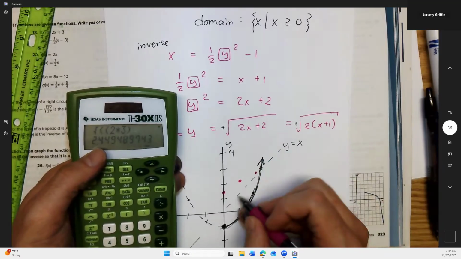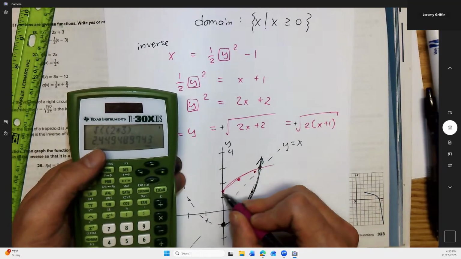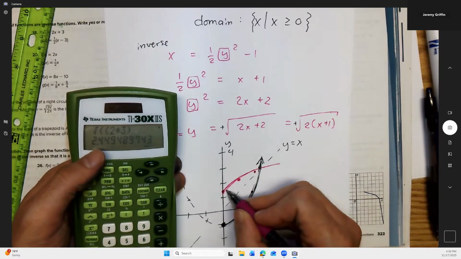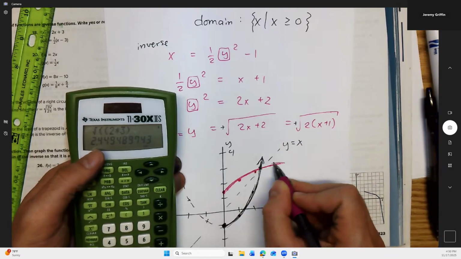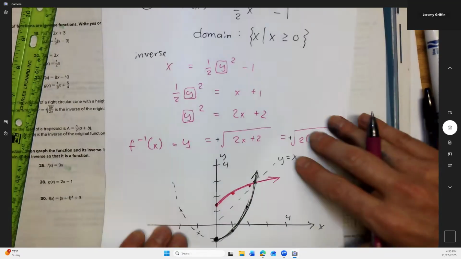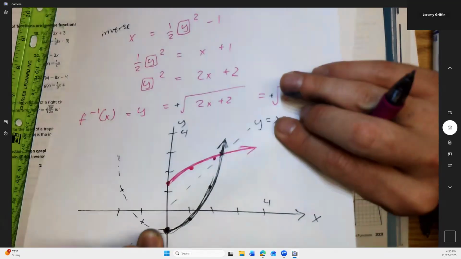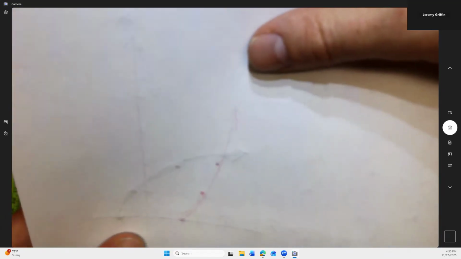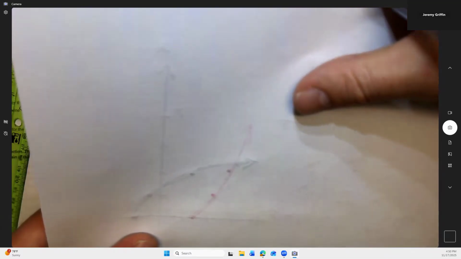Yeah, I do see that these basically look like this. And it crosses right there. So I think that's pretty good. Yes, these cross over each other. About like that.